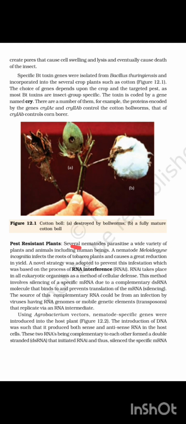Pest resistant plants. Several nematodes parasitize a wide variety of plants and animals including human beings. A nematode, Meloidogyne incognita, infects the roots of tobacco plants and causes a great reduction in yield. A novel strategy was adopted to prevent this infestation, which was based on the process of RNA interference. RNAi takes place in all eukaryotic organisms as a method of cellular defense. This method involves silencing of a specific mRNA due to a complementary double-stranded RNA molecule that binds to and prevents translation of the mRNA.